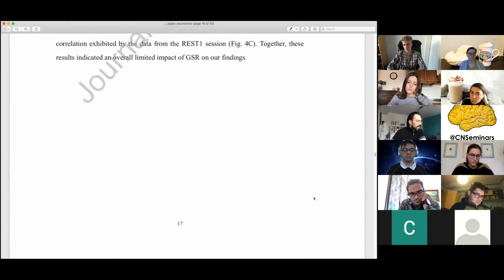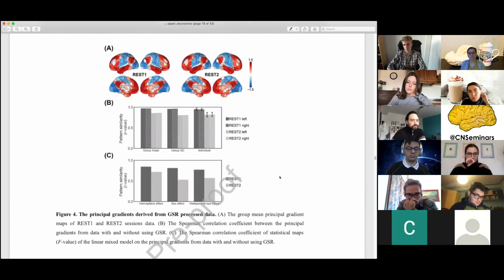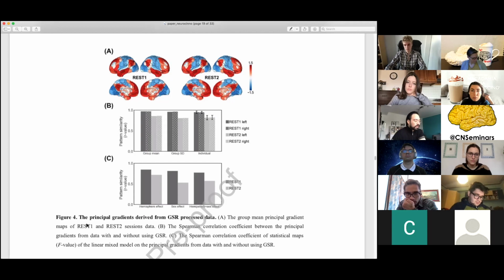And I haven't looked at it in total because I don't think that they calculated their sex differences over the global signal regressed data. The only thing they showed here is how the principal gradient looks like derived from global signal regressed data. But it might be in the supplementaries, and I might have just overlooked it. That's also quite a possibility here. So does this somewhat answer your question? Yeah, okay, thank you. Welcome.